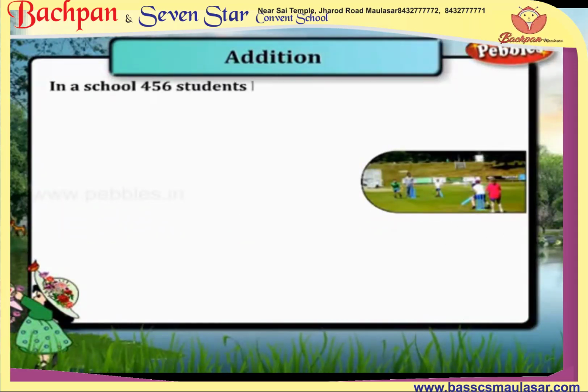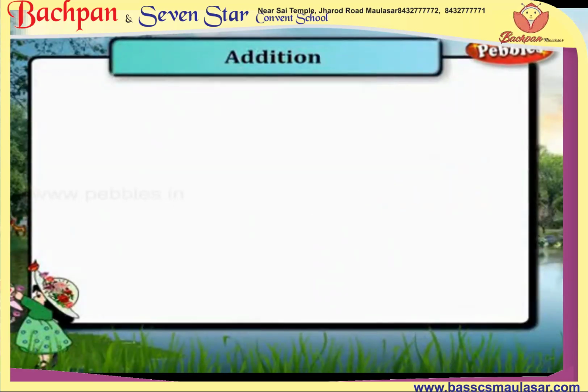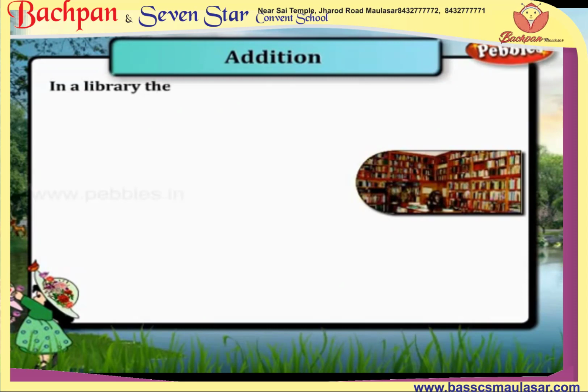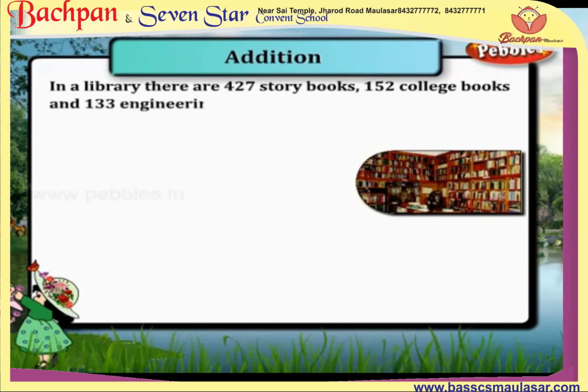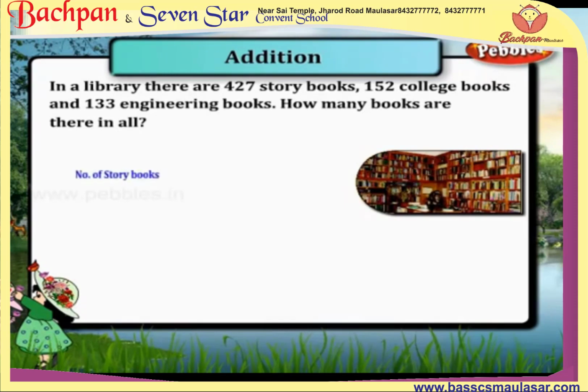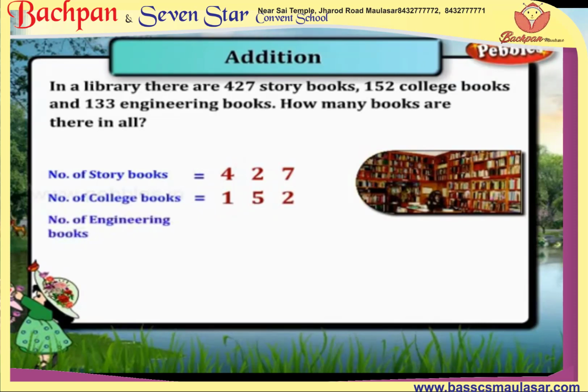In a school, 456 students like to play cricket and 395 students like to play football. In a library, there are 427 storybooks, 152 college books, and 133 engineering books. How many books are there in all? Number of storybooks is equal to 427. Number of college books is equal to 152. Number of engineering books is equal to 133.